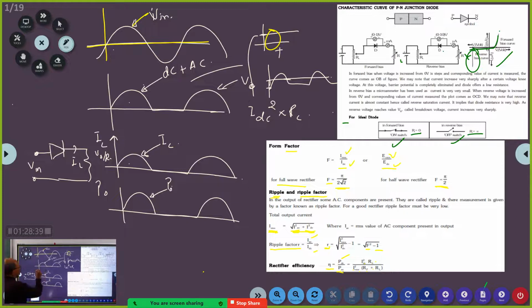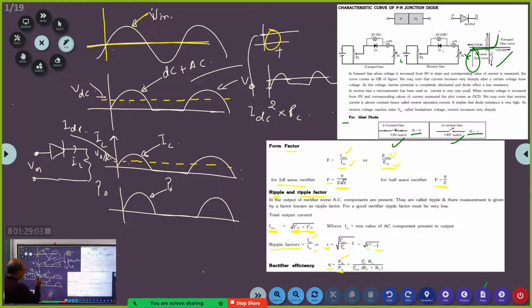Okay. Now you see, this is output. So what is this line I have drawn? This line I have drawn is VDC. Then this line that I have drawn corresponds to IDC, which is VDC divided by RL.